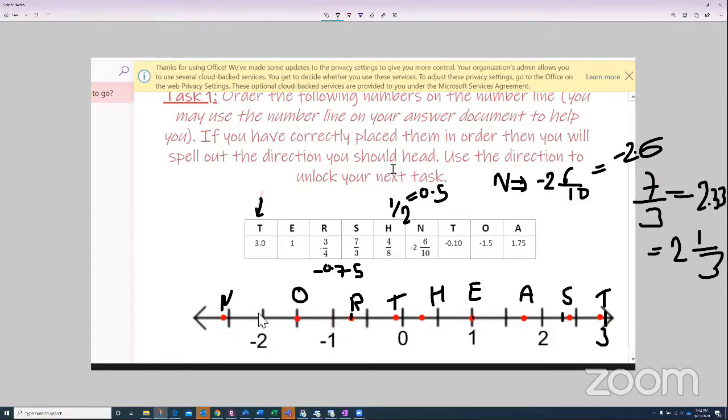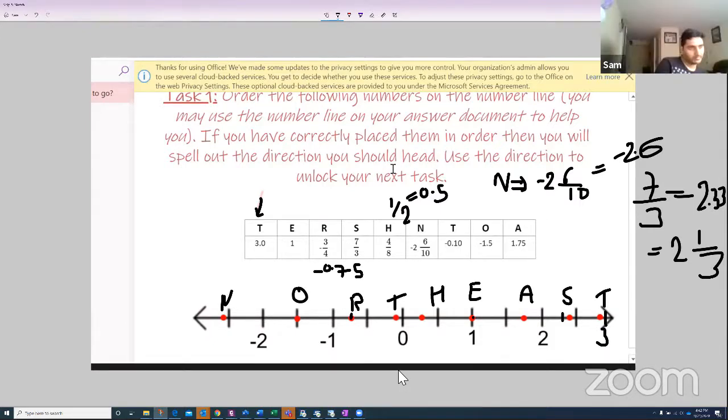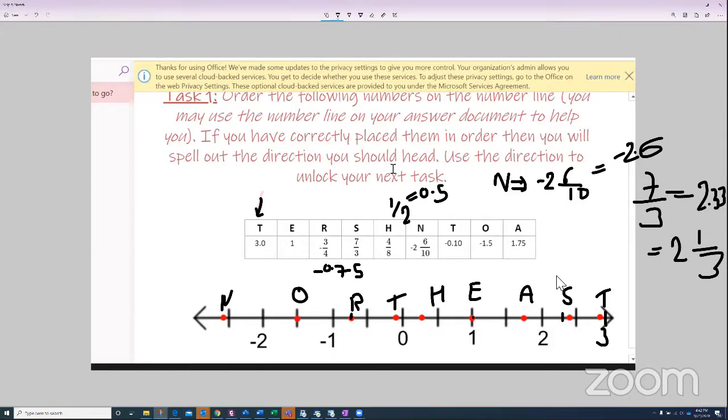Okay, so now it says northeast. So can I share my screen again, please? Can I please share my screen again? Yeah, go ahead.